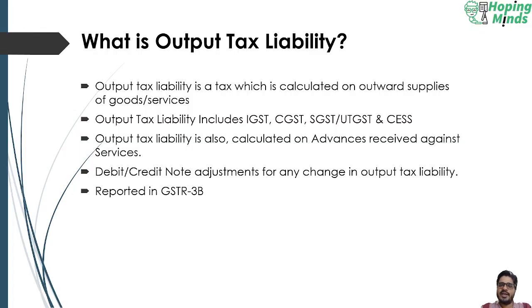Then debit note, credit note adjustments. So before ascertaining the final GST amount for the reporting period, the adjustment of debit notes and credit notes must be taken into account. So debit note will ultimately increase the tax amount, whereas credit note will ultimately decrease the tax amount. Then output tax is declared in GSTR 3B return. So the final assessment of tax is done in GSTR 3B and the payment is also done in GSTR 3B return.